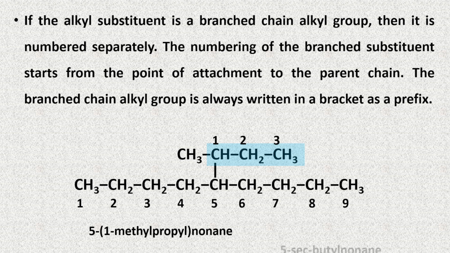1-methyl propyl is also known as secondary butyl, so its nomenclature can also be written as 5-secondary-butyl nonane.